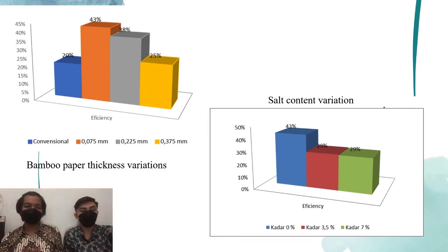so the evaporation process is faster. From the result of the efficiency of the salt content, the highest efficiency was obtained in the variation of the addition of 0% salt content. The efficiency is 43% for 2 hours. Compare that with the addition of 3.5% salt content, which is 29% for 2 hours. The cause of the decrease was that the highest salt content in the water caused the evaporation and condensation process in the distillation unit not to work optimally.